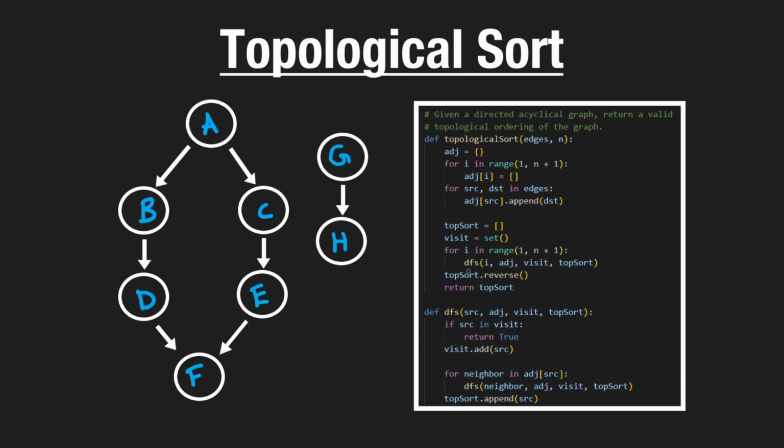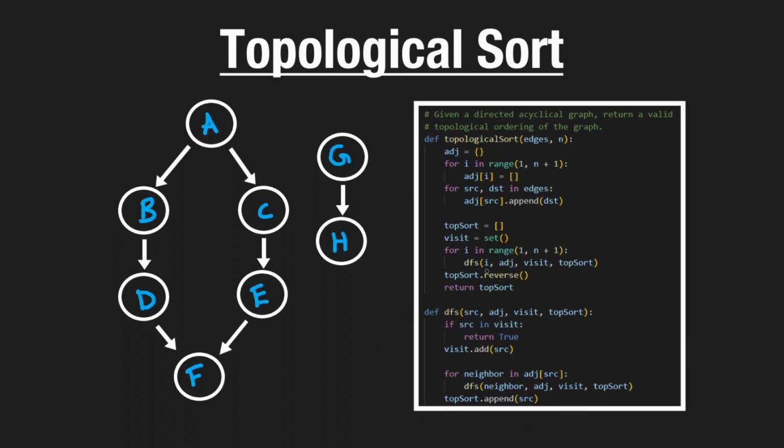And what we're going to do is run DFS on it, just like how I talked about. So after we run DFS on every single node, we're going to have a topological ordering. It will be in our topological sort array. And then we're going to reverse it and then return it. So that's the main algorithm. Now, what exactly does our DFS look like? Well, it looks like this.